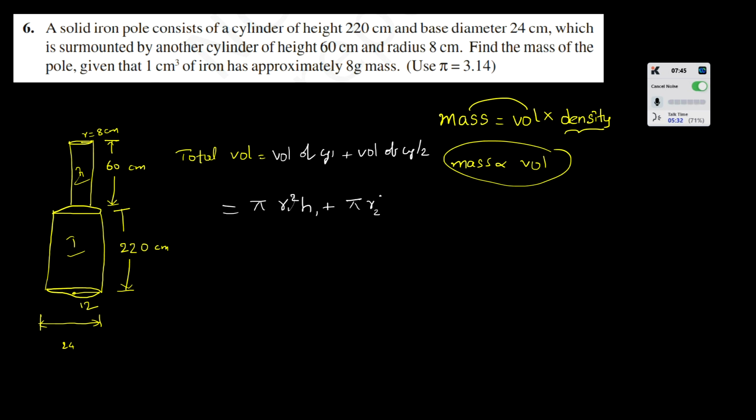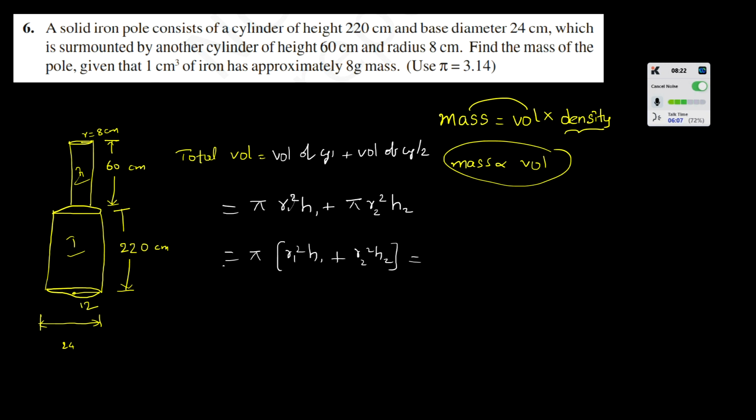pi r2 square h2. Please remember the formulas very carefully, because that will fetch you more marks, particularly in this chapter. Now the volume of a cylinder is generally pi r square h. So that's why for the first cylinder I am writing it as pi r1 square h1, and for the second cylinder it is pi r2 square h2. Now we can take pi common, and here r1 square h1 plus here it will be r2 square h2.